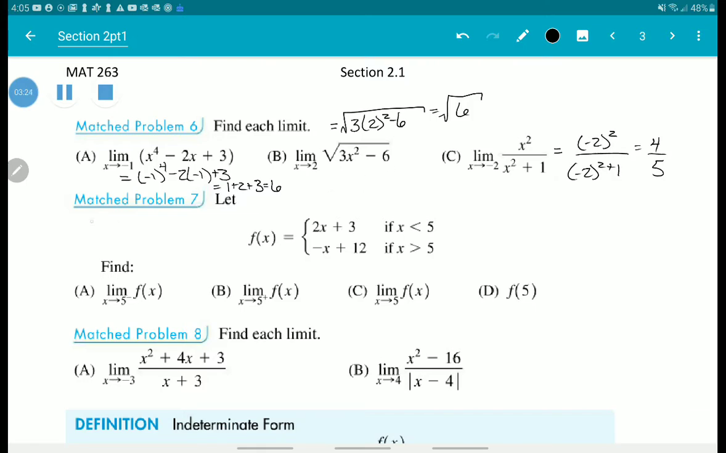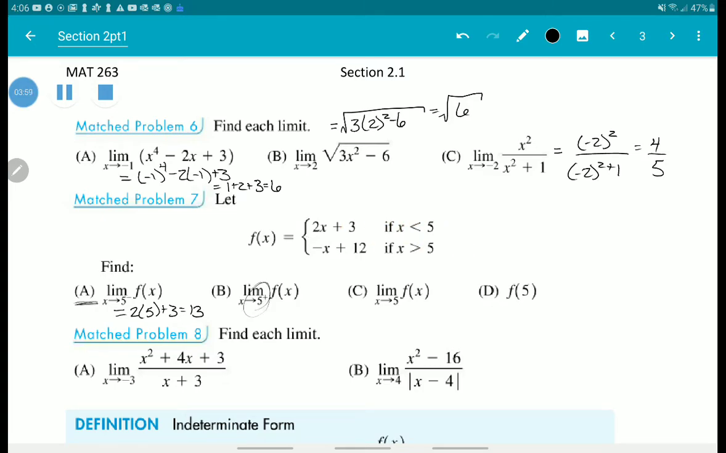We can actually also use it for piecewise functions. We just have to figure out which piece we need to use. So A is asking us to find the limit as x approaches 5 from the left of f of x. From the left, I'm going to have to use this top piece, because the domain to the left would be values less than 5. So if I substitute that 5 into the top piece, I'm going to get 13. So that limit would be 13.